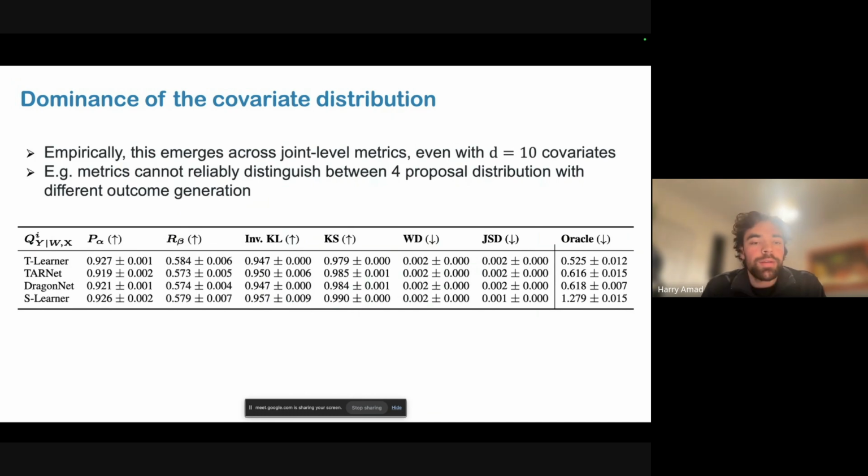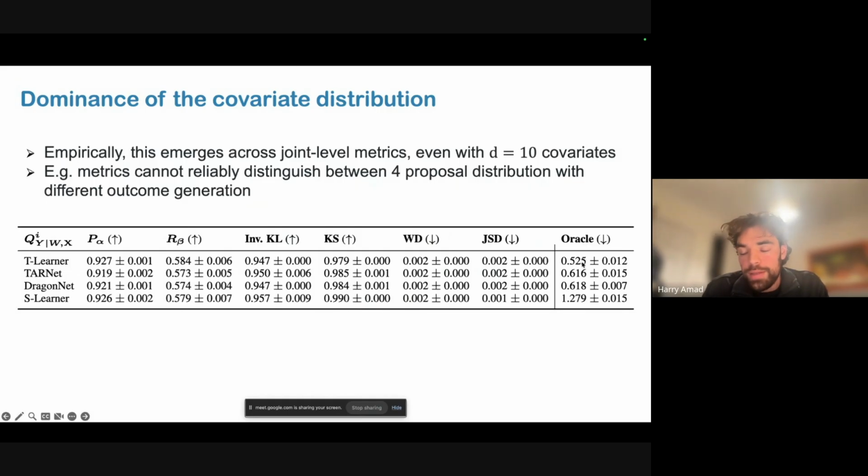What this table shows is, amongst these 6 joint distribution level metrics, so this is precision, recall, KL divergence, Kolmogorov-Smirnov, Wasserstein distance, and Jensen-Shannon distance, we can see that these metrics really fail to reliably distinguish between these 4 proposal distributions, which we name the way that we produce the data here. The names are not necessarily important, but you should know that these 4 distributions are different, and we measure that truly with an oracle metric.